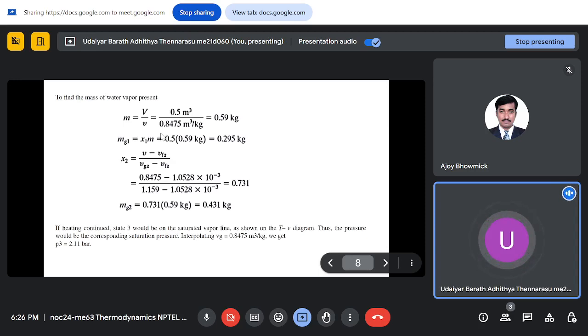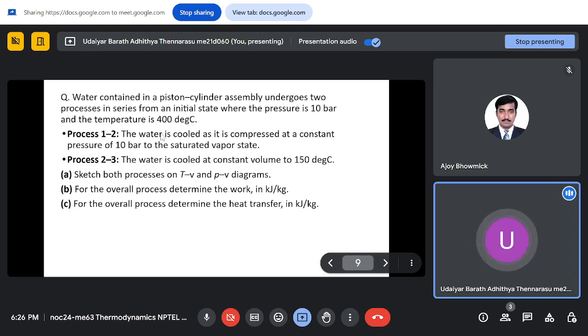Okay, so moving on to the next. You have water contained in a piston cylinder assembly, which undergoes two processes in series from an initial state where the pressure is 10 bar and the temperature is 400 degrees Celsius.